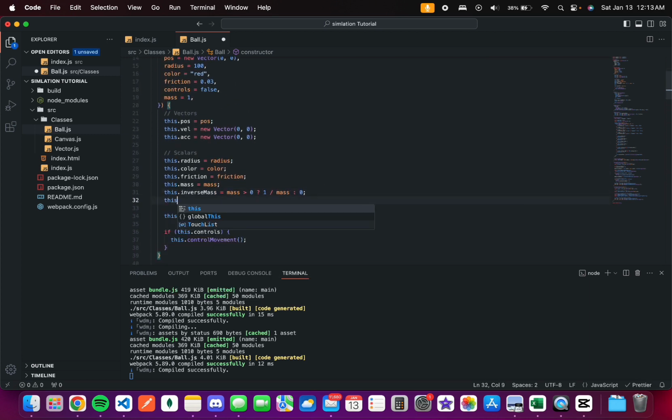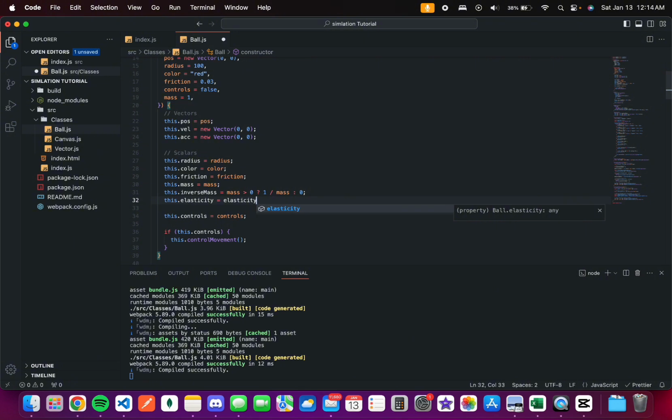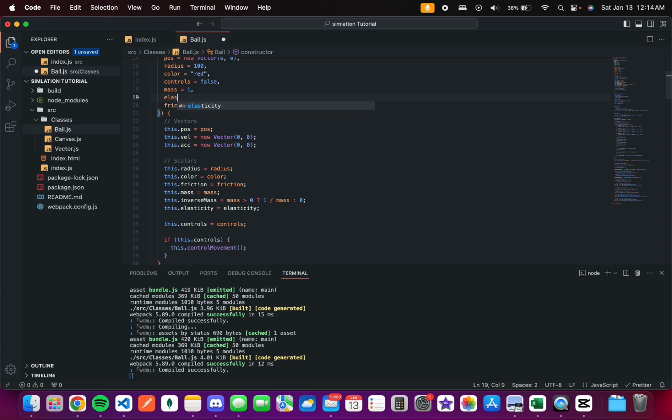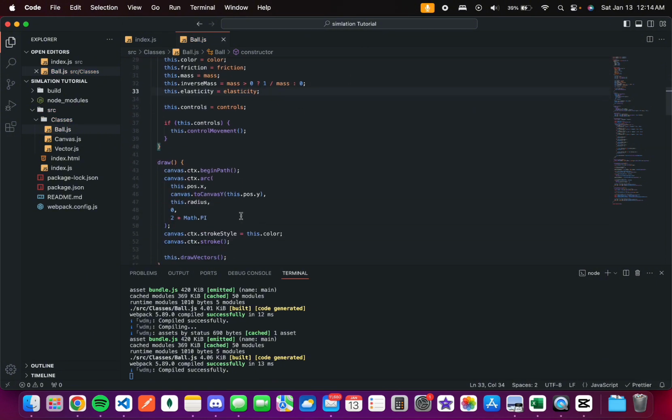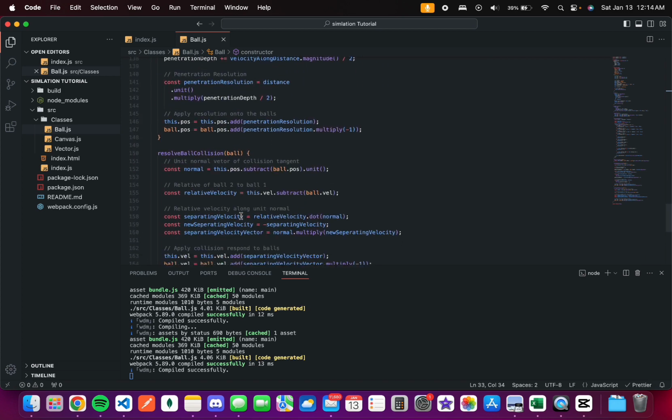Also, let's add an elasticity equals elasticity. Let's define it over here. And let's set it to 1. 1 means 100% of the energy is conserved. 0 means none of it. 0.5 means half of the energy is conserved in the collision. Now let's go and edit the code that we had previously.